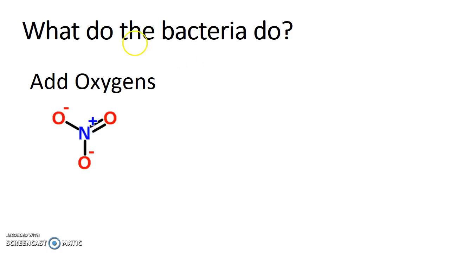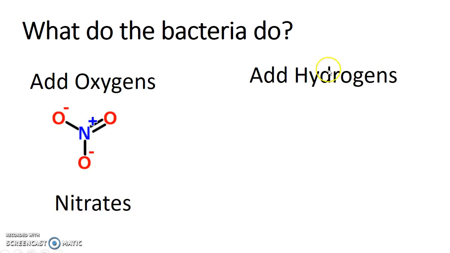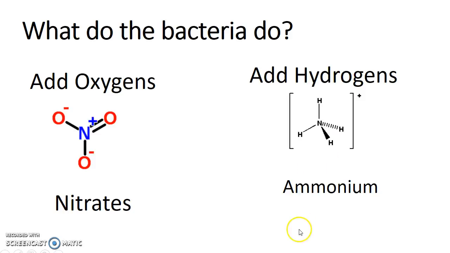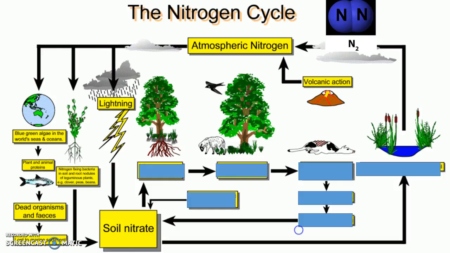All right. So, what do the bacteria do? Well, like I said, they add oxygens, and that gives us nitrates. So you need to remember nitrates equals a nitrogen with 3 oxygens. Something else that some bacteria can do is add hydrogens, and this is still important. So you have a nitrogen with 4 hydrogens, and that gives us ammonium, right? And ammonium is another important form of nitrogen that we use.